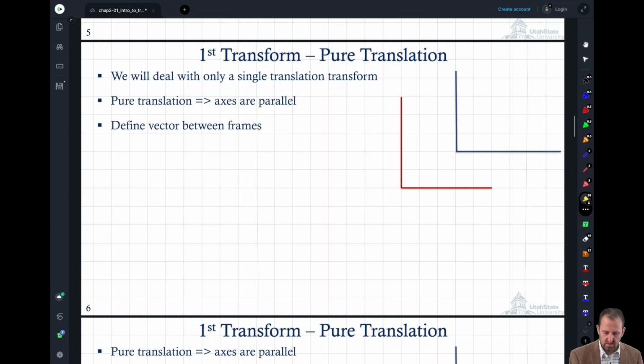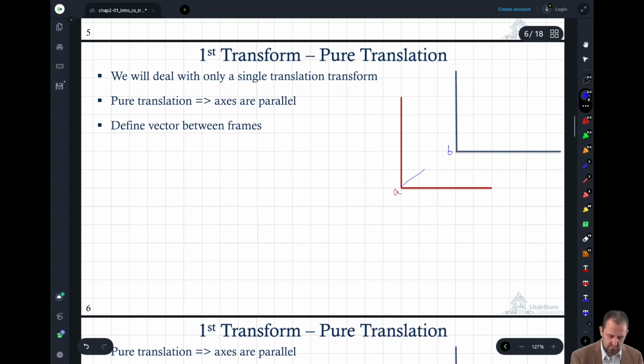So again, let's call the red our A frame, and we'll call the blue our B frame. What we're going to do is define this vector. It's almost a straight line. So we're going to define that vector between the two frames, and we're going to call this vector V, and we're going to use the subscripts to describe the vector. So it's going from A to B. Now, this vector right here, since it's at the origin of frame A, we're going to put an A up there.